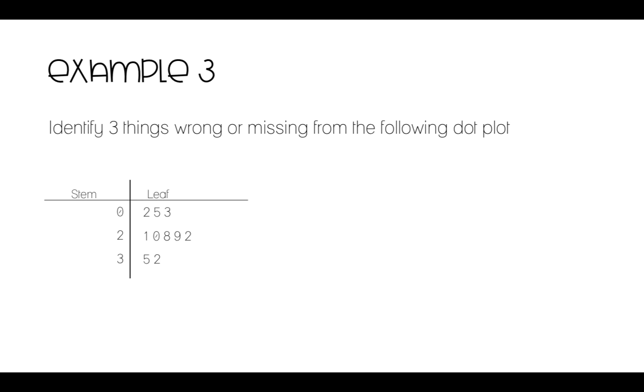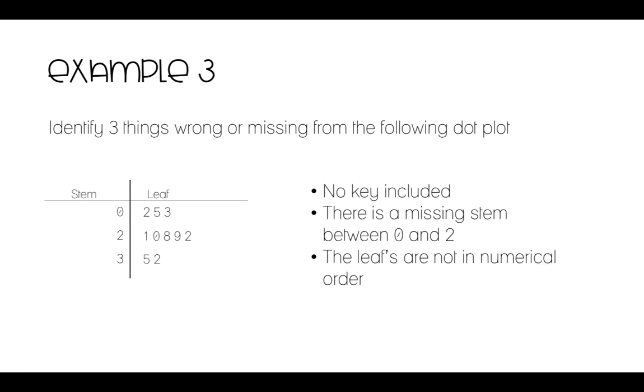Okay, so let's identify 3 wrong or missing things from the following stem and leaf plot. So it's supposed to say stem and leaf plot there. I want you to pause it, see if you can figure out a couple that we've kind of spoken about through this video. So the 3 I've come up with: there's no key included, must always include a key. There's a missing stem between 0 and 2, there's no 1 there. And the leaves are not in numerical order. 2, 5, 3 is not numerical order. So they're 3 mistakes. You might have come up with something else, but they're the 3 that I've picked.